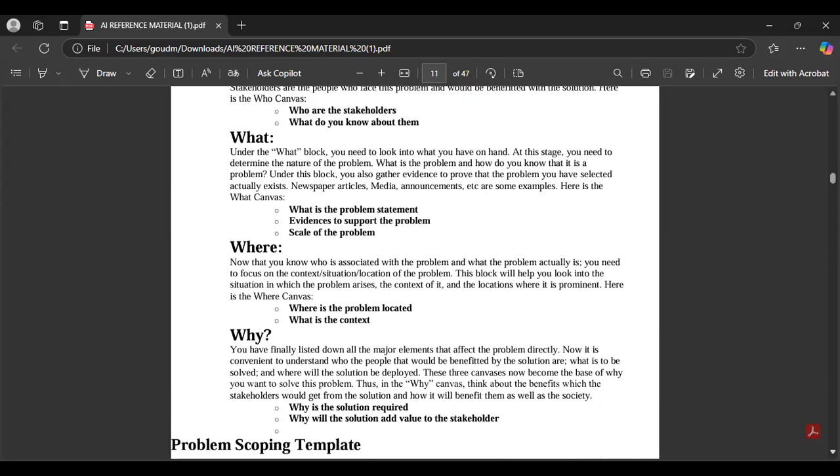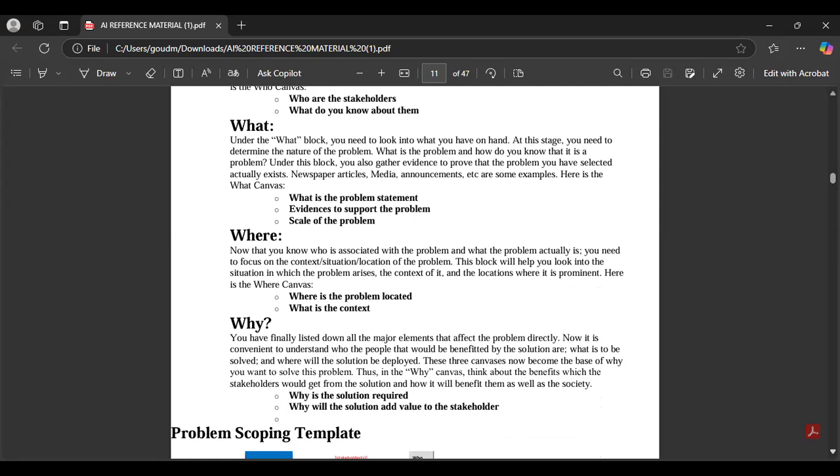Where block? Where block is nothing but where the problem is located. What is the context? Where, in what situation, are the stakeholders facing this problem? Every time they are facing this problem, or only in a particular context? In the Where block you will identify that. And next, Why is the solution? You will come up with a solution for your problem, and in the Why block you have to say why this solution will be used. If we are coming with a solution, how will this solve the stakeholders' problem, right? So why is the solution required?